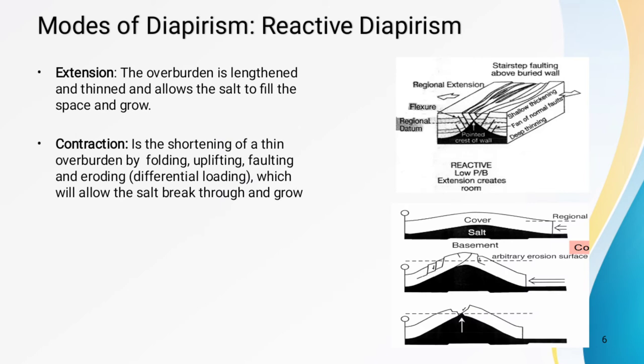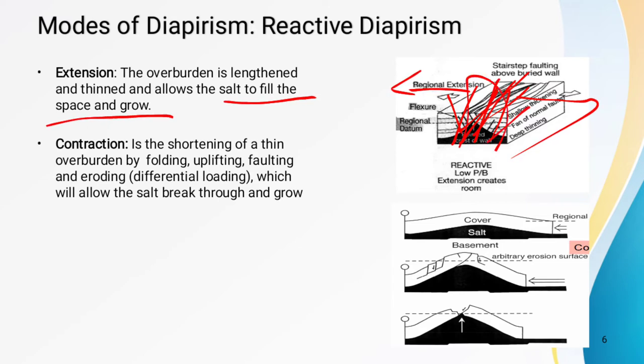Extension: the overburden is lengthened and thinned, and allows salt to fill the space and grow. So it's a very easy example. If it's extended, what will happen? The rocks will be thinned, forming cracks, and the salt can now come up.